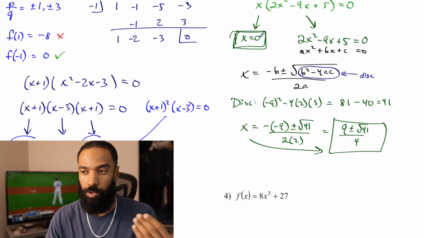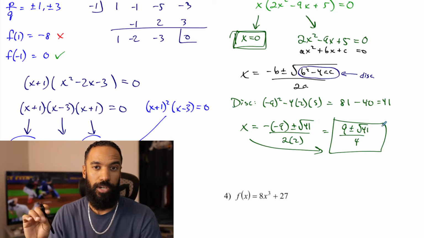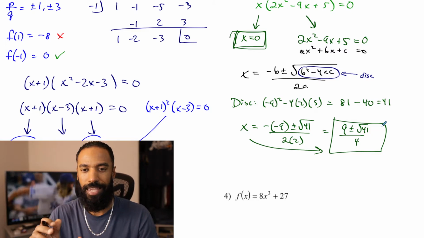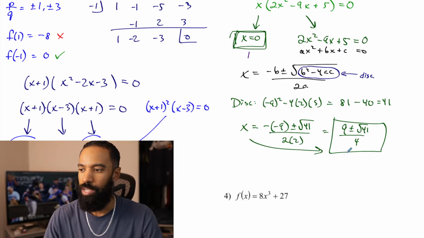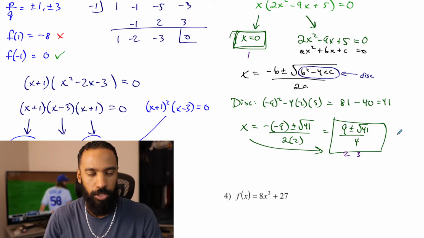Now notice, there was only one rational solution, that was 0. These others were irrational, not imaginary, because 41 is not a perfect square, therefore no rational solutions. And I can't simplify that radical either, by the way. So how many solutions are there? There's 1 and 2 and 3. The plus root 41 over 4 and minus root 41 over 4.